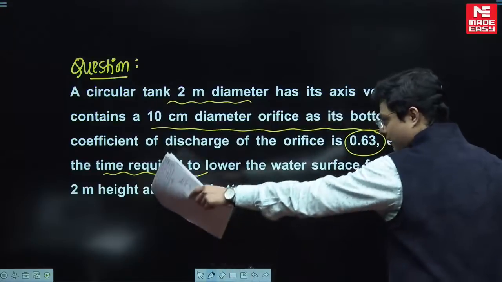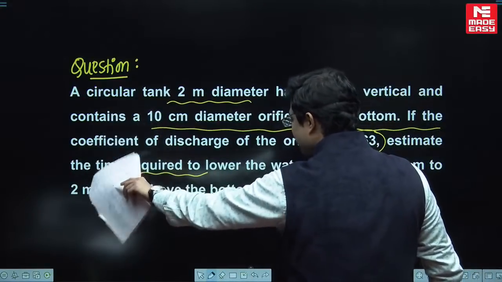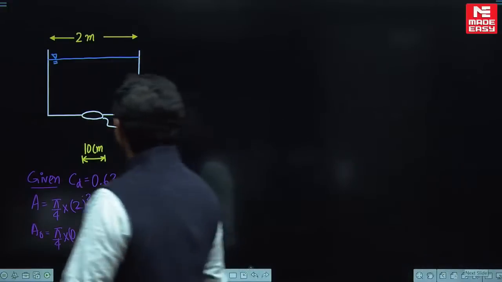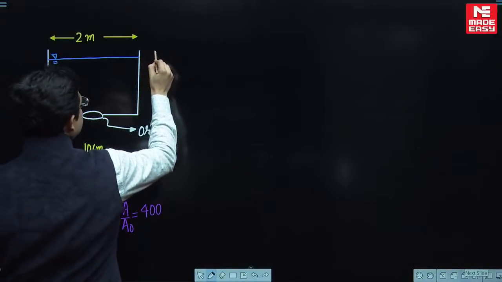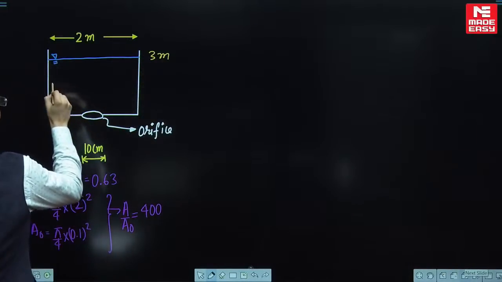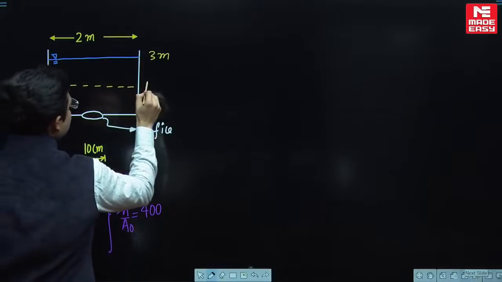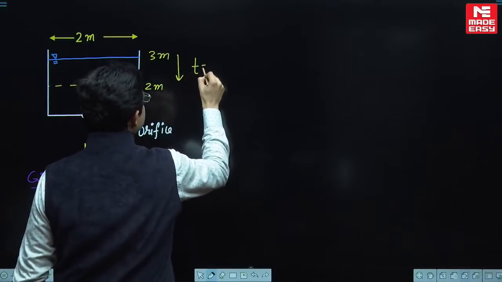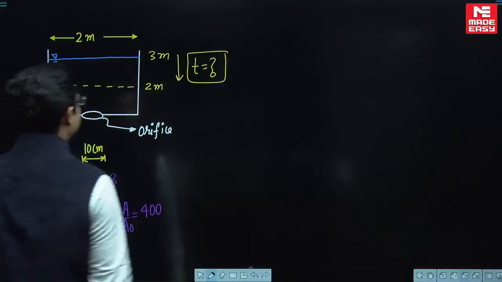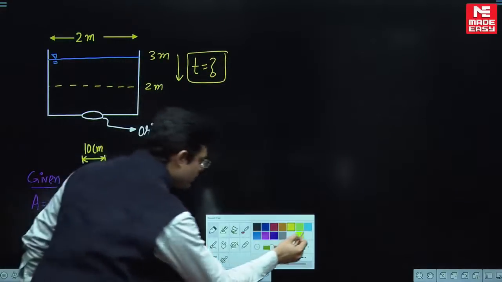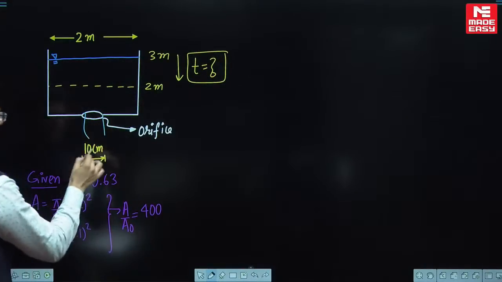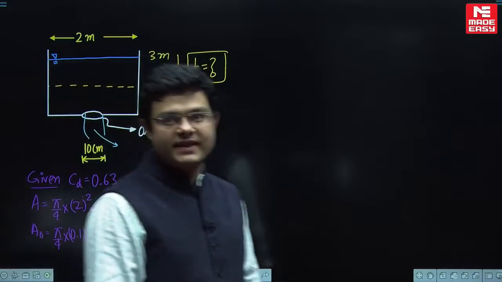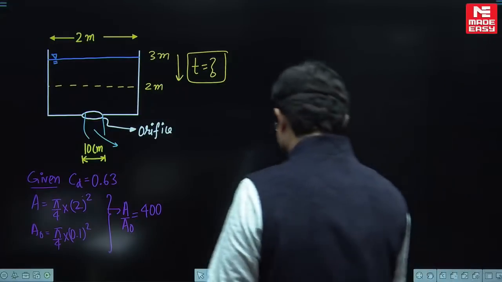So he is asking how much is the time required for the height to reduce from 3 to 2 meter. Initially the original height is, let us say, 3 meter, and you want this 3 meter to reduce down to 2 meter, and he is asking how much is the time required for the liquid to reduce, because through this orifice the water is going to come out. Unsteady state problem. Now how to solve these kinds of problems?